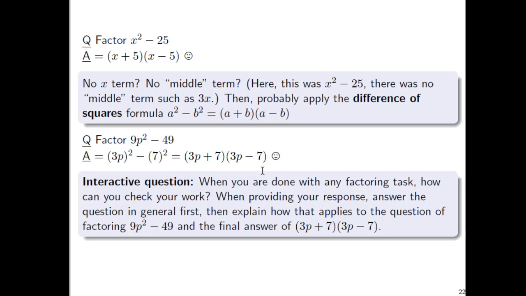Okay, interactive question. When you're done with any factoring task, how can you check your work? When providing your response, answer the question in a general sense first, and then explain how that applies to the question of factoring 9p squared minus 49 and the final answer of 3p plus 7 times 3p minus 7. I think I kind of gave that away in what I said, but that's okay. Just talk through that in your own words.